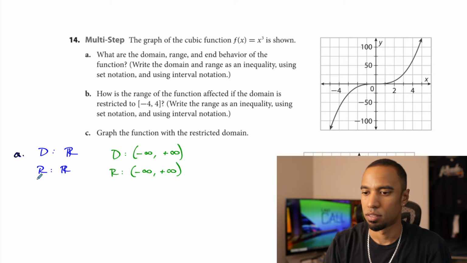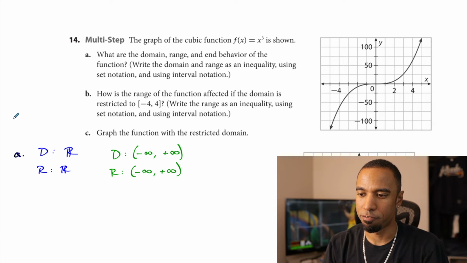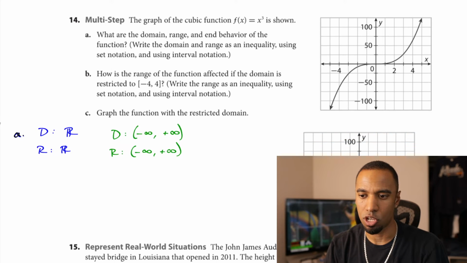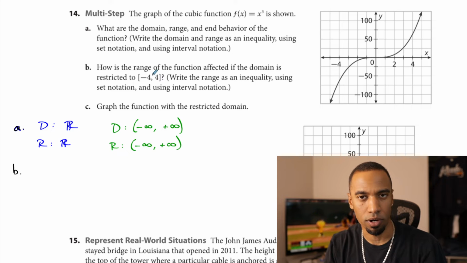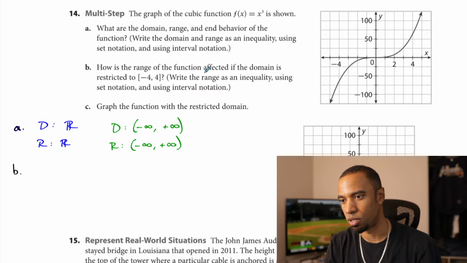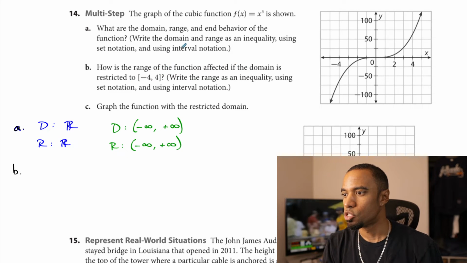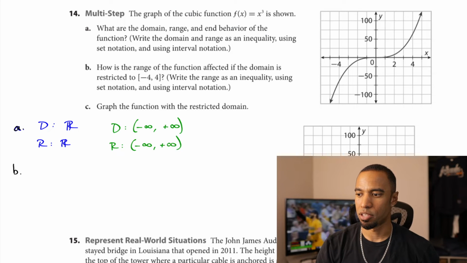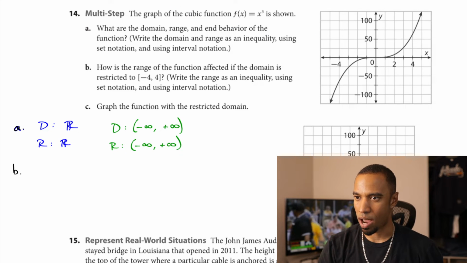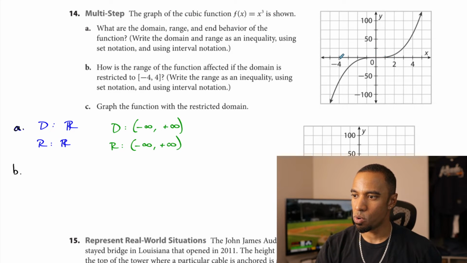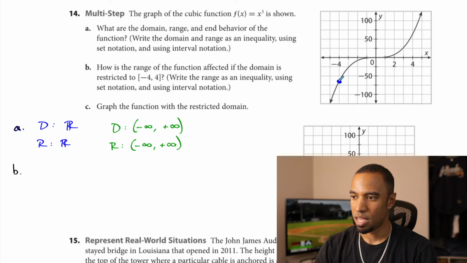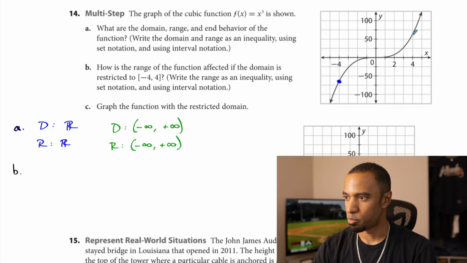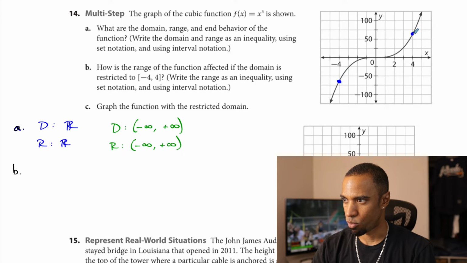B. How is the range of the function affected if the domain is restricted to negative 4 to 4, from negative 4 to positive 4? So now we're just going from negative 4 to positive 4. Looking at this graph here, it would now clip off everything here. We ignore all that, and it only hits it from that point up to that point right there.